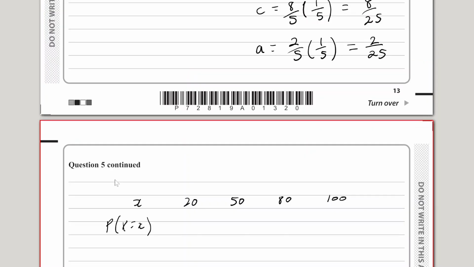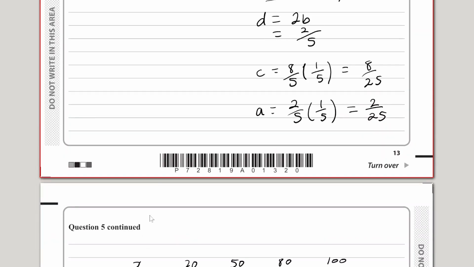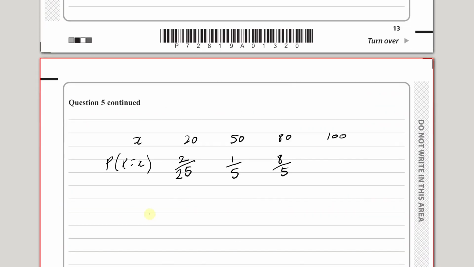And it was 2/5, 1/5, 8/5, and D was, that's not right, 2/25, 1/5, 8/5, 2/5.